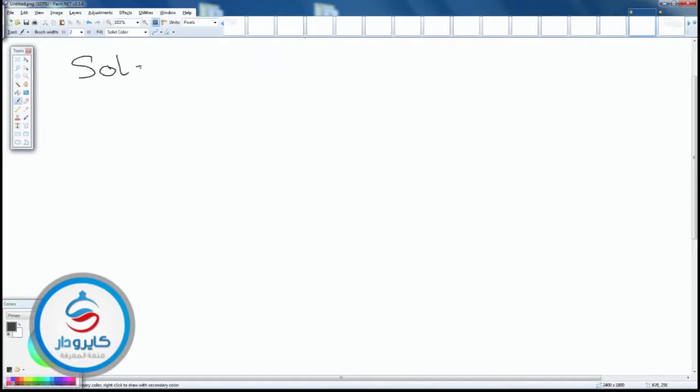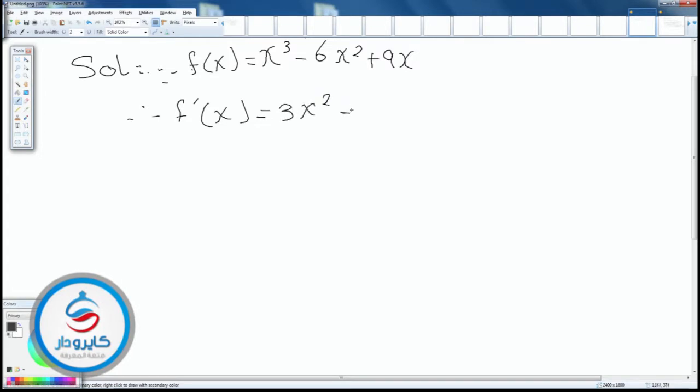Solution. Since f of x equals x power 3 minus 6x power 2 plus 9x, therefore the first derivative of x equals 3x power 2 minus 12x plus 9. By taking common factor, 3 by x power 2 minus 4x plus 3.